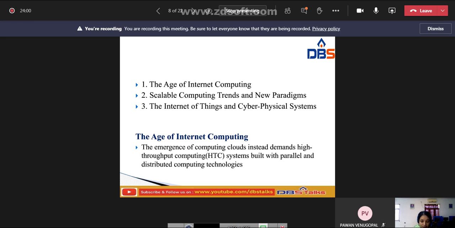So what is the age of internet computing? Billions of people use the internet every day. Supercomputer sites and large data centers must provide high performance computing service to a huge number of internet users concurrently.